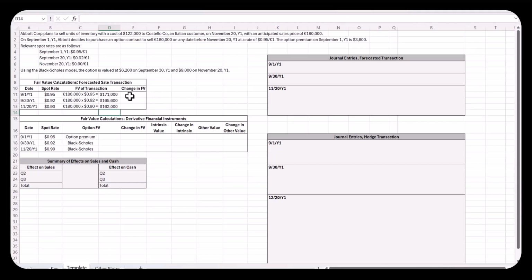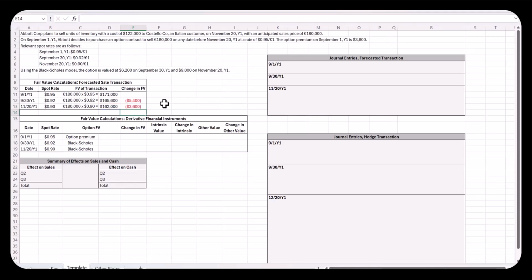Another thing that we're going to need to consider going forward is the change in the fair value over time. We don't have to worry about this on September 1st here in cell E11, so the first time we really need to calculate the change is on September 30th in cell E12. So I'll look at how the sale transaction value changed over time. It went from 171 down to 165, so we've got a loss there. And then it went from 162 to 165, so it's dropped by an additional 3,600 there.